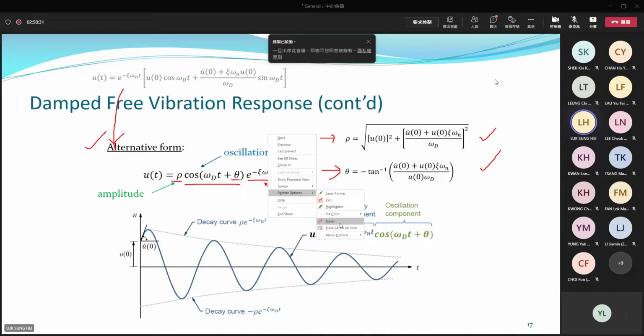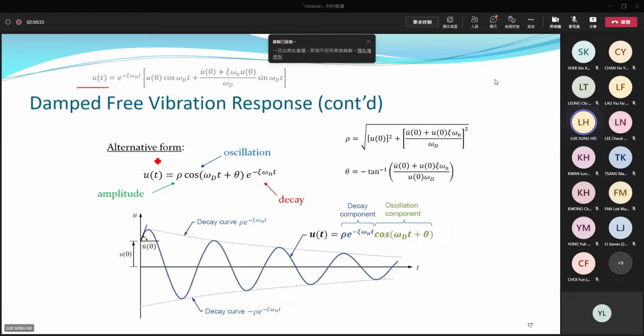You can convert this to an alternative form if you like. They're equivalent to each other. So when you answer the problem, you can use either one of them. The first one is the original form, which involves sine and cosine separately. This one I think is easier to use. The second one is easier to understand.